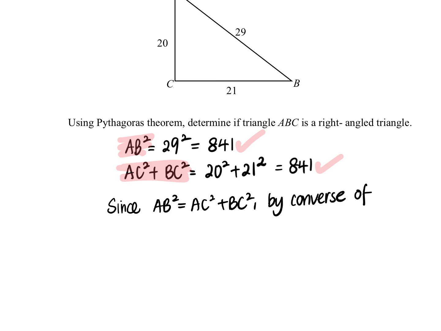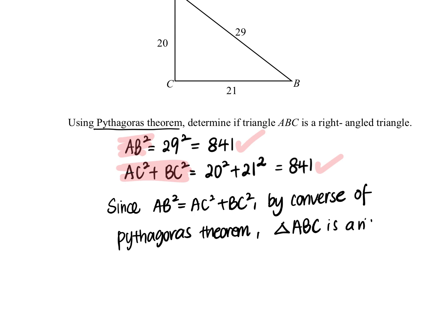Do you know how to spell Pythagoras theorem? Never mind, I also don't know how to spell. Here I have. Okay, by converse of Pythagoras theorem. I don't even know whether they spell it correctly. Okay, but never mind. By converse of Pythagoras theorem, so we can confirm that triangle ABC is a right angle triangle.